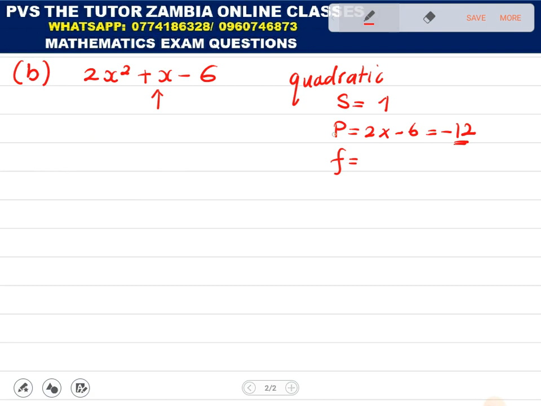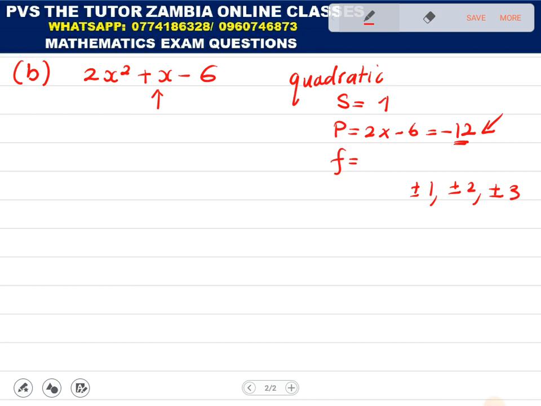Now, where do you get the factors? By the sum and the product, we mean that we are looking for two numbers. Those two numbers, when you add them, you get 1. The same two numbers, when you multiply them, you get negative 12. But where do you get them from? You get those numbers from the product. Ask yourself, what numbers can go into negative 12?